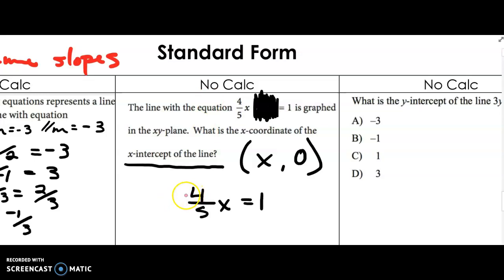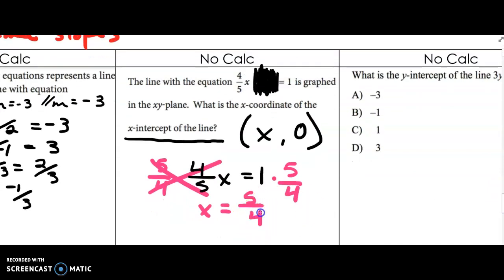In order to do that, I'm going to multiply by the reciprocal. So multiply both sides by 5/4. The reason we do that is because cancel, cancel. We're left with x equals, well, 1 times 5/4 is 5/4. And we would just go ahead and box or bubble this in on the SAT. And then life is good. We move on. Super simple.